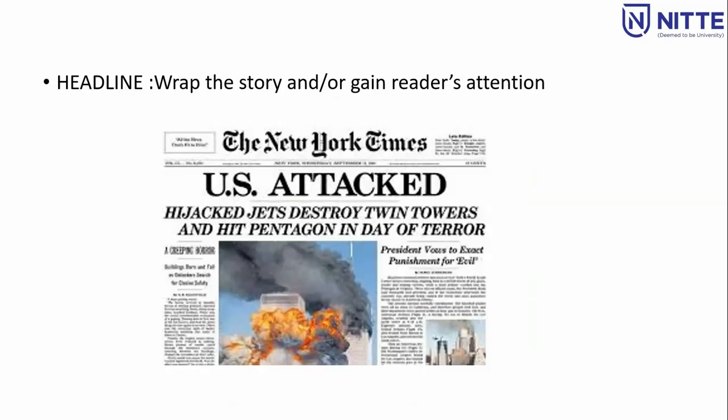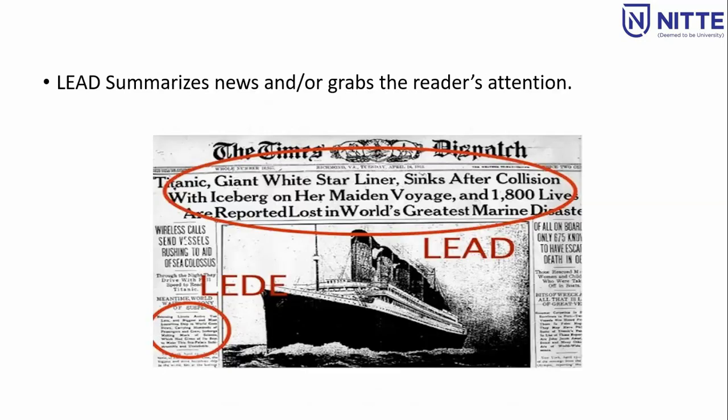Then you have headline, which wraps the story and gains readers' attention. I am sure that in previous classes we have discussed headline, so you will be able to identify headline better. Then we have a lead, which summarizes the news or grabs the reader's attention. The first paragraph in a news story is called a lead, which gives you the 5 W's and 1 H.